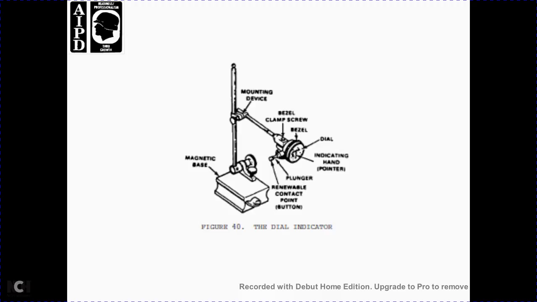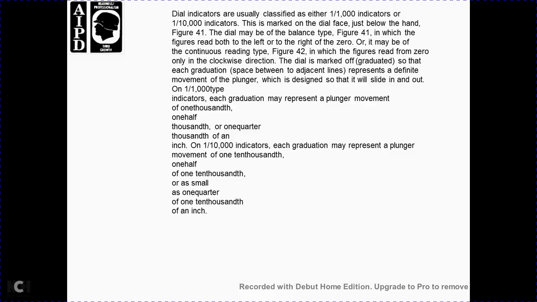Figure 40 shows the dial indicator, the magnetic base, the mounting device, the bezel clamp screw, the bezel, the dial, the indicating hand pointer, the plunger, and the renewable contact point button. Dial indicators are usually classified as either 1/1000 of an inch indicators or 1/10,000 of an inch indicators, according to the dial face graduations, as in figure 41.